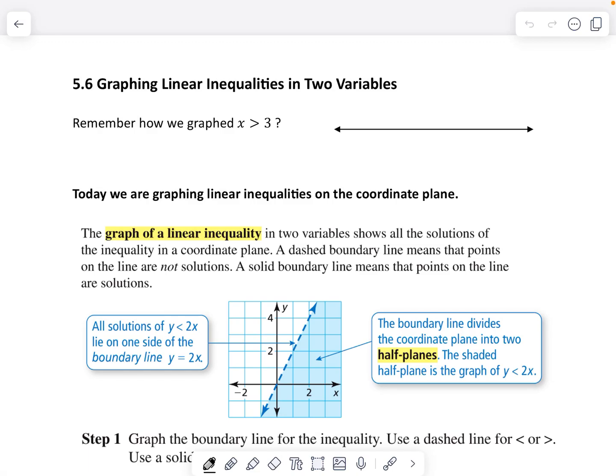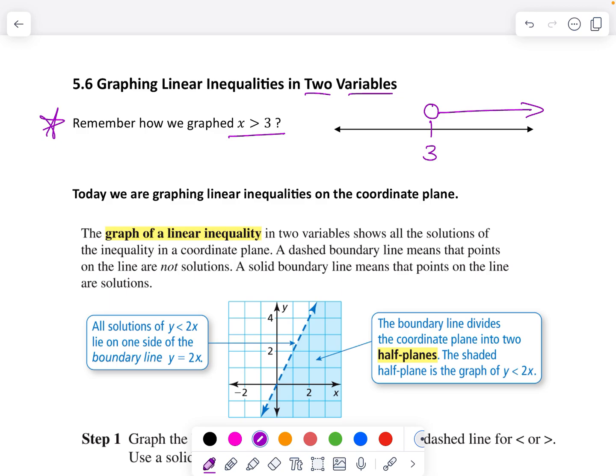Today we're going to be graphing linear inequalities in two variables. We have graphed inequalities before. When we saw inequalities before, they looked like this, and we read that x is greater than 3. When we graphed one variable, we did that on the number line and marked our point 3 there. Since x is not equal to 3 but strictly greater than, we use the open circle. And since x is greater than 3, we drew the arrow to the right.